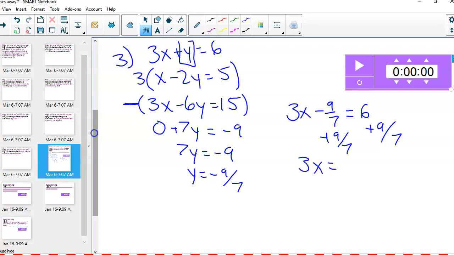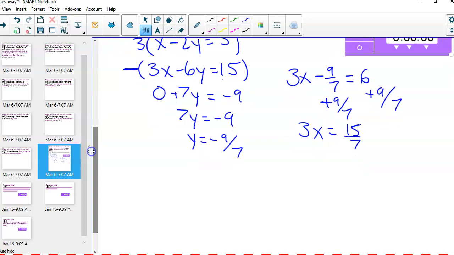Isn't it negative? It was, but we added it, and now it's no longer. Okay, those are the same thing. 15 over 7. And then how would we solve for x here? Divide by 3, or because this is a fraction, I could multiply by 1/3. It'd be the same thing as dividing by 3. So x equals 15 over 21.